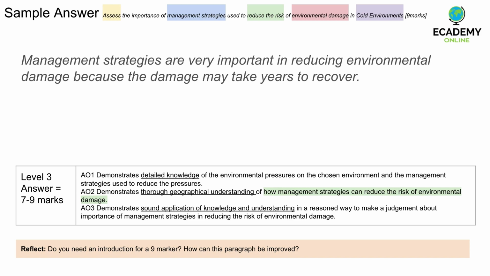Here's another answer or introduction. Management strategies are very important in reducing environmental damage because damage may take years to recover. Again, doesn't mention any management strategies and gives some idea about temporal time period, how things may change over a long period of time, but it doesn't actually talk about what kind of damage that may happen in an environment.